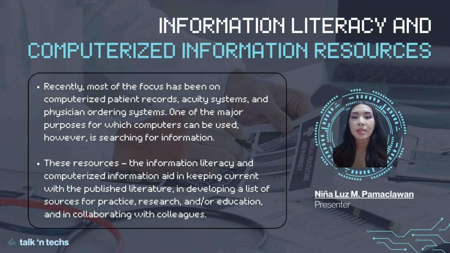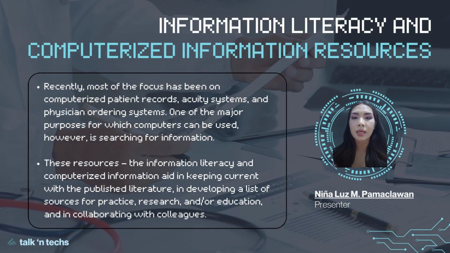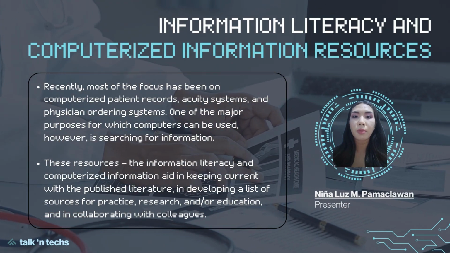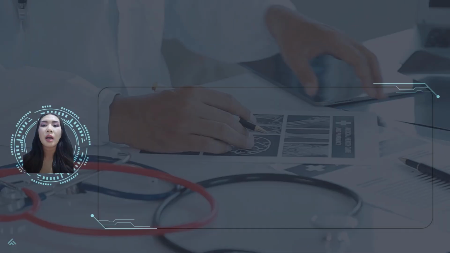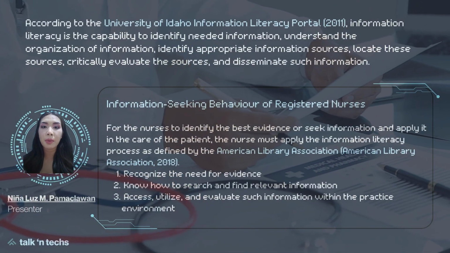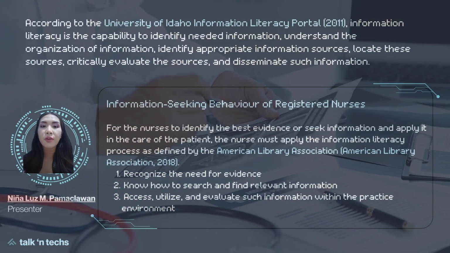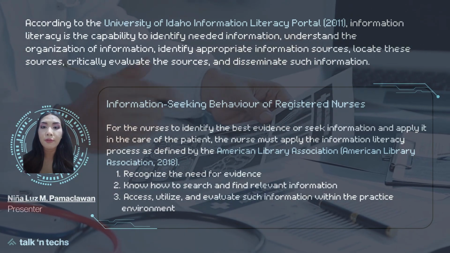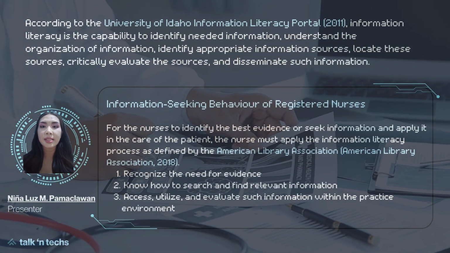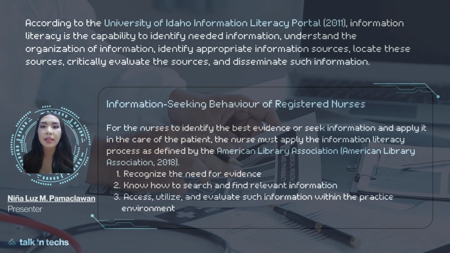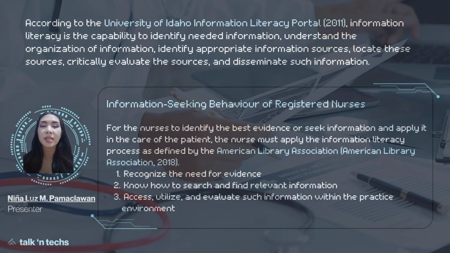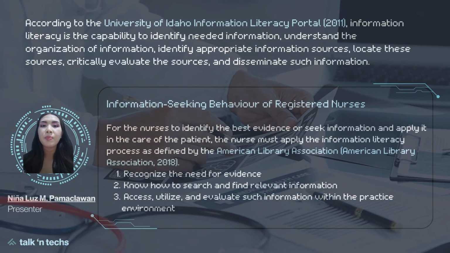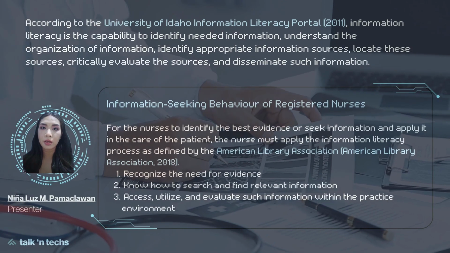Information literacy is much more than computer literacy, although having basic computer skills is an aspect of information literacy skills. According to the University of Idaho Information Literacy Portal, information literacy is the capability to identify needed information, understand organization of information, identify appropriate information sources, locate these sources, critically evaluate the sources, and disseminate such information.